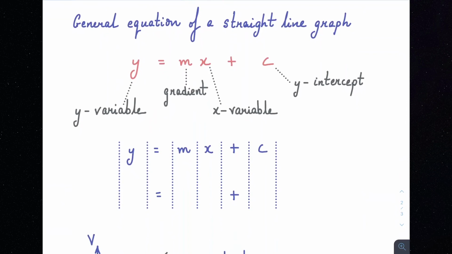To ensure that the graph we're going to plot will be linear, we must arrange the given equation in the form of the general equation of a straight line graph, which is y equals mx plus c, where y denotes the y variable, m is the gradient, x the x variable, whereas c is the y-intercept.